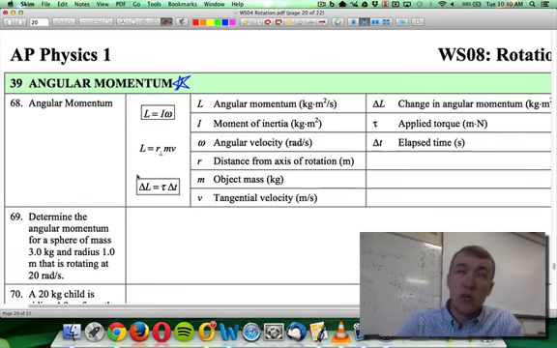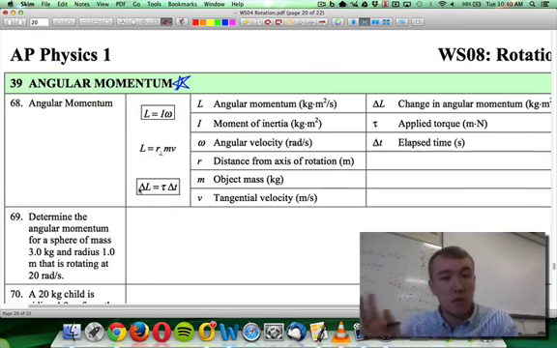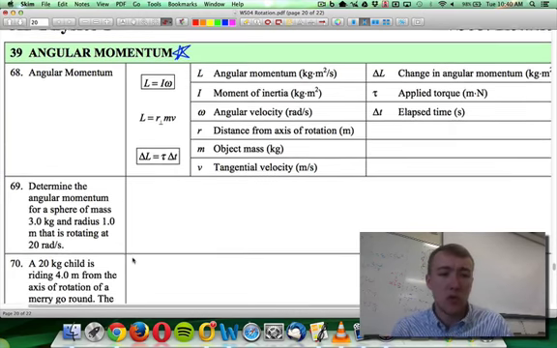Just like our old unit in momentum where you could find the change in momentum, that was force times time, the change in angular momentum is torque times time. Okay, these are very similar to momentum in our previous unit, but now we have to deal with a rotational aspect. So two equations for angular momentum and an equation for change in angular momentum. Let's go into our first question here.